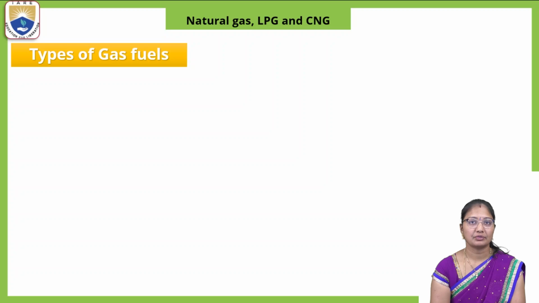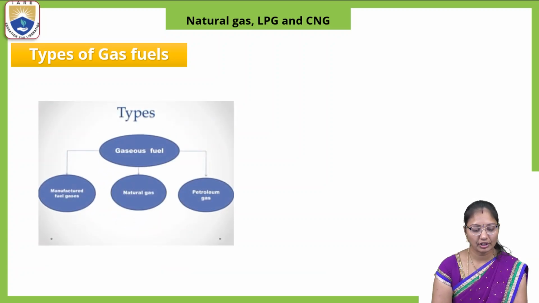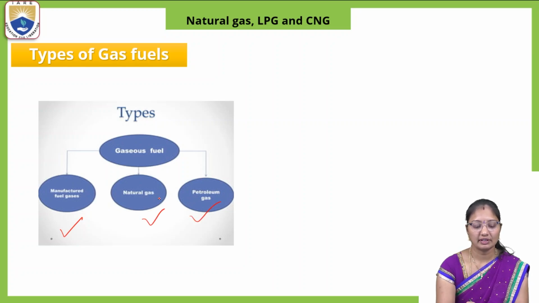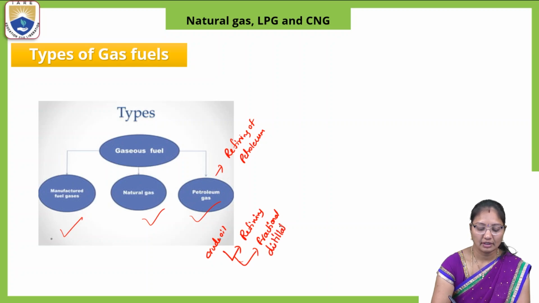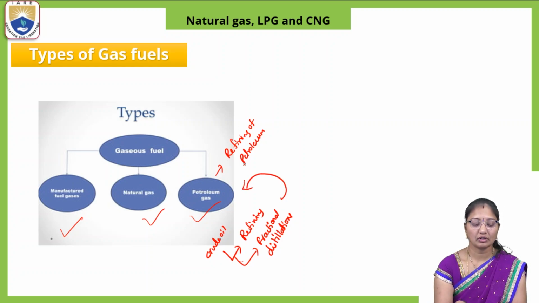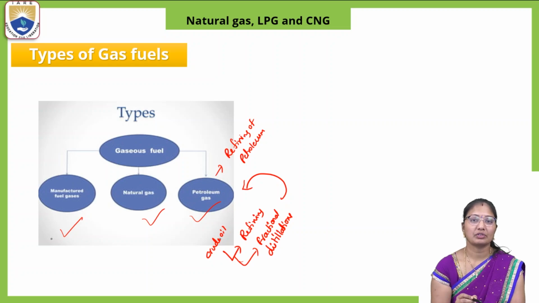So what are the types of gas fuels? There are three types: manufactured fuel gases, natural gas and petroleum gas. Natural gas is produced naturally, and petroleum gas is obtained from the refining of petroleum. Crude oil undergoes stages of a process called refining. Fractional distillation is one of the refining processes, where we get many fractions. One of the fractions is petroleum gas. Petroleum gas is also natural, but it is purified and obtained by the process of petroleum refining.